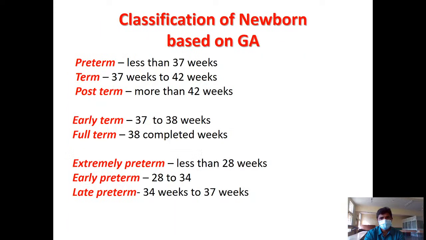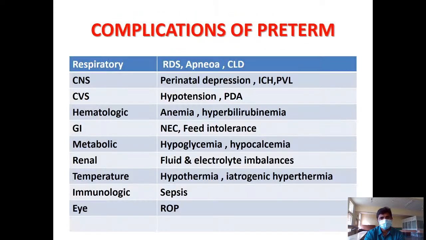So what are the complications of preterm? You should have an idea, because when you expect the baby to be preterm, you anticipate certain complications, and you need to seriously look to pick up those complications at an early point of time. Obviously all the systems are immature in a preterm, so the baby tends to have complications in all the systems. Let's start with the respiratory system.